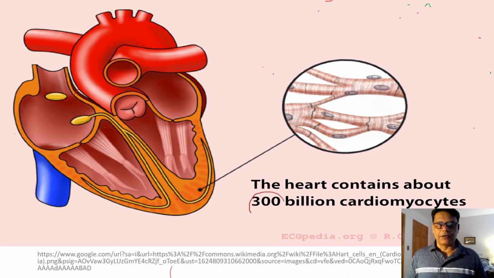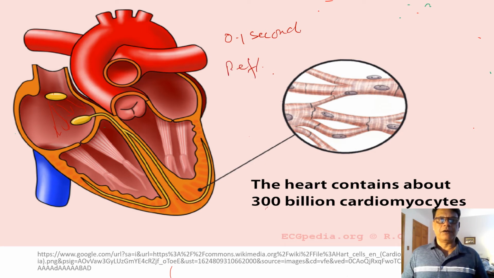So there are almost 300 billion cardiomyocytes in the heart, and there are only 5 non-contractile cell types. SA node is called the natural pacemaker, and AV node is atrioventricular node. It also has another function: when impulses are generated by the SA node, it stops them for 0.1 second. This 0.1 second is called refractory period.